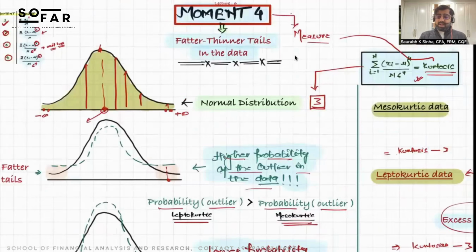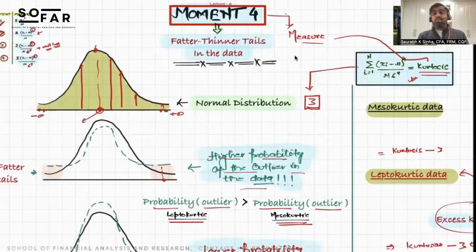Okay. With that, we have covered everything in moments. We have completed moment 1, moment 2, moment 3, moment 4, and soon we can enter into the interesting stuff, that is inferential statistics. With that, I'll end the session here.